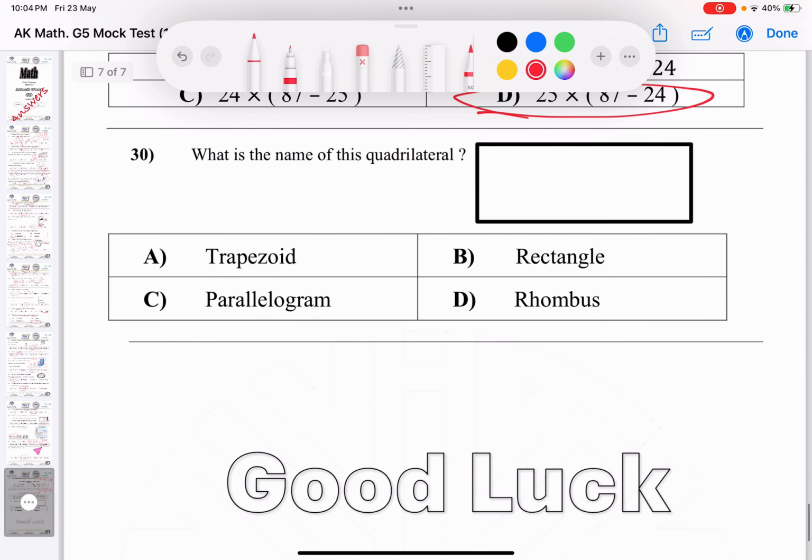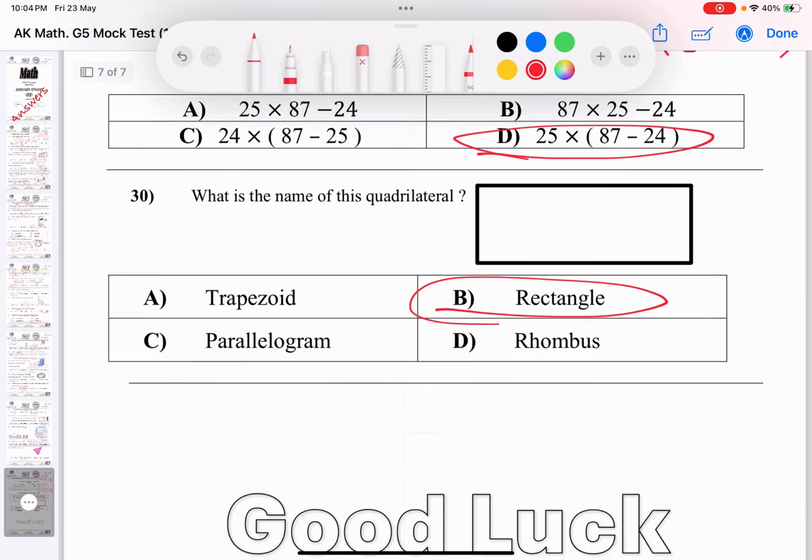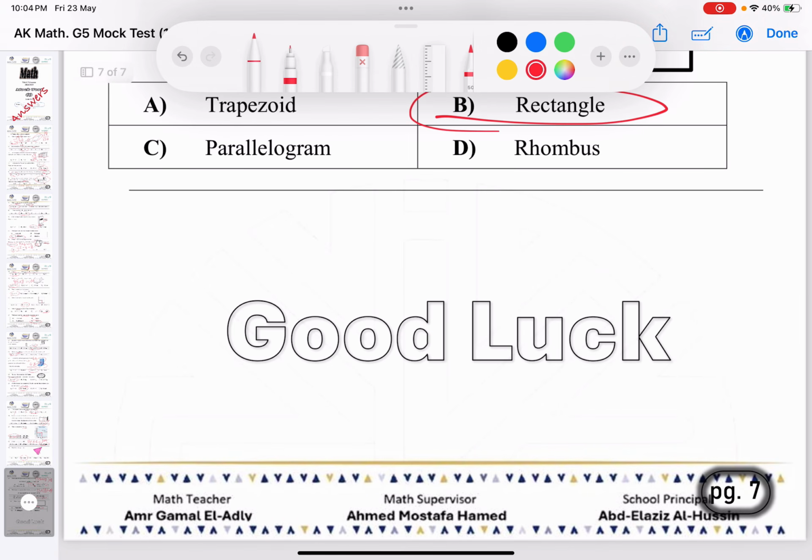And the last question and the easiest one, what is the name of this quadrilateral? Of course, it's a rectangle. So we finish mock test 1 and look at mock test 2.